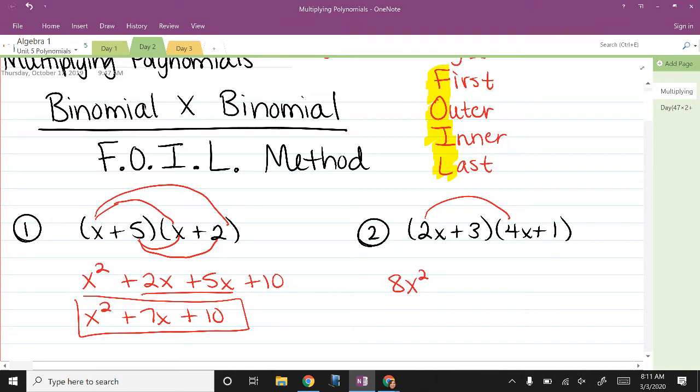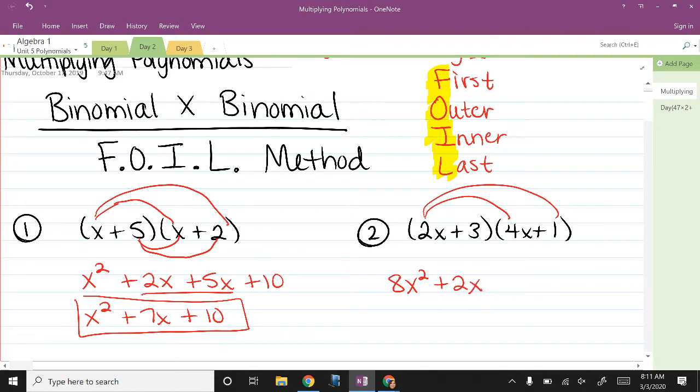This is x to the first power. This is x to the first power. When you multiply with the same base, you add exponents. So it goes back to exponent rules. All right, then outer times outer. So 2x gets multiplied times 1. What's 2x times 1? 2x.